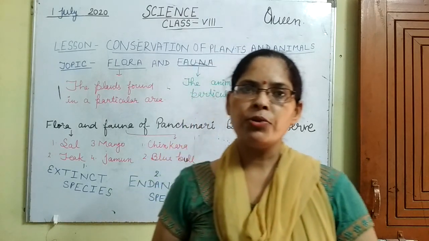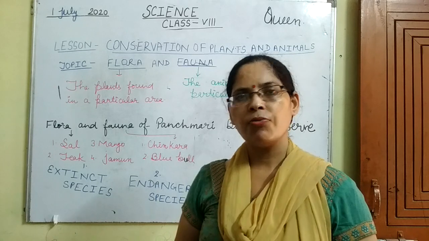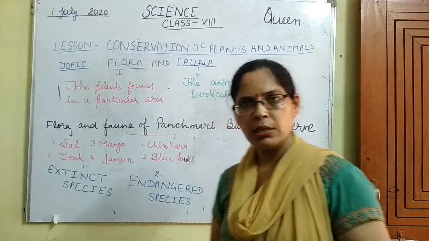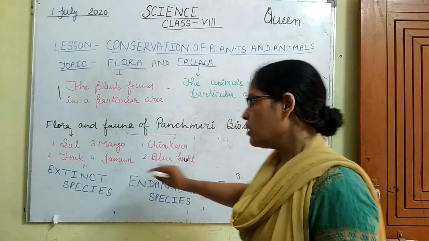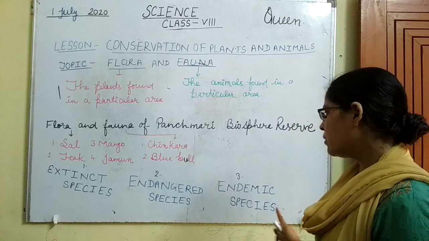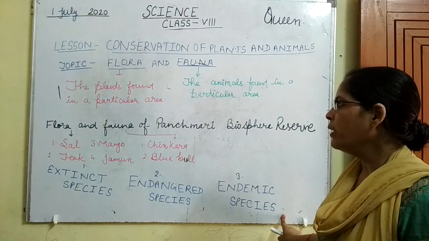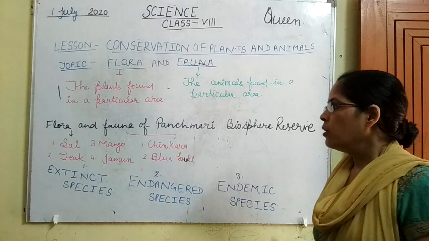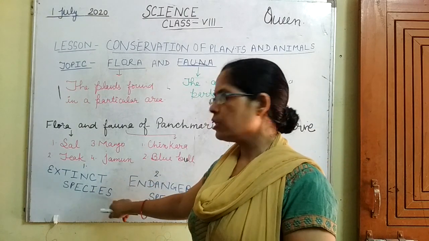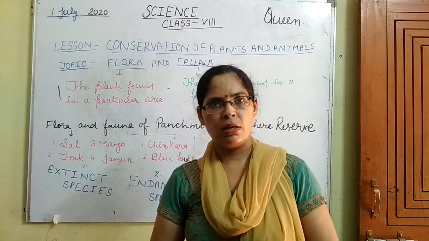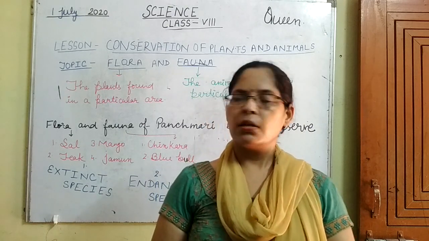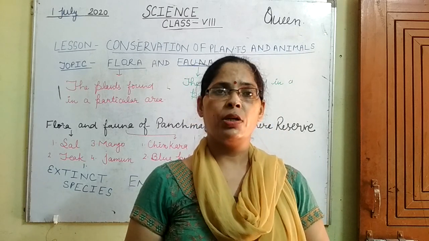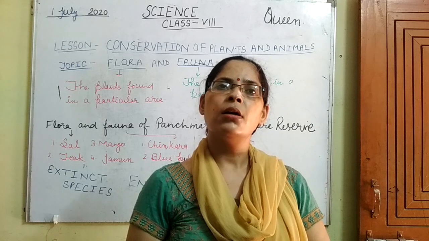Students, now I am going to tell you about the types of species according to your syllabus. There are 3 types of species. First is extinct species, second is endangered species, and third is endemic species. Okay, students, first we will discuss extinct species. Extinct species are the species of animals and plants which do not exist on the earth.